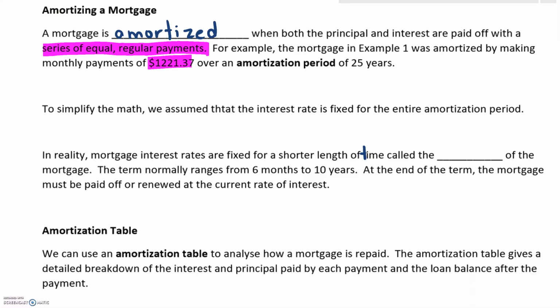And that is actually what we call the term of the mortgage. So I don't know if you've heard your parents say, oh, we need to renew our mortgage. It's been 5 years. A lot of people have a 5-year term for their mortgages. And then what happens is that at the end of the term, the mortgage has to be paid off or renewed at the current rate of interest. So interest rates are ever changing. And so you only get your interest rate for about 5 years. You can choose to have a different term, but sometimes there's disadvantages to that as well. The term normally ranges from 6 months to 10 years.